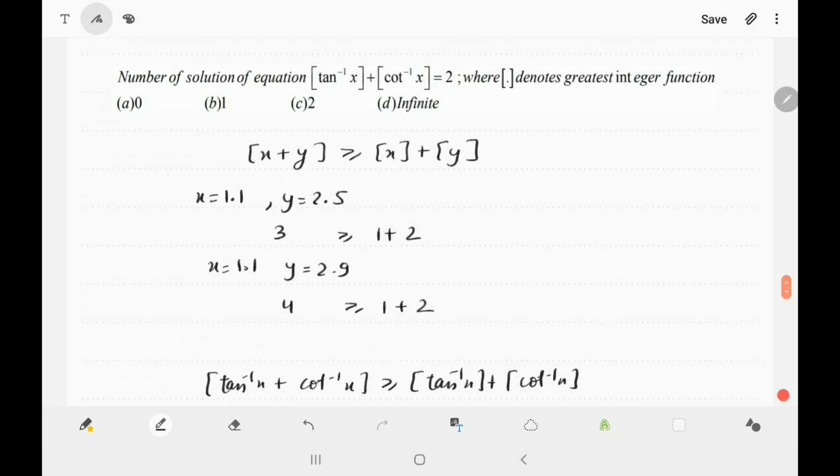It can take the value 1, it can take the value 0, but it cannot take the value 2. So for this equation the number of solutions will be 0. Using this property you can solve this problem very easily.